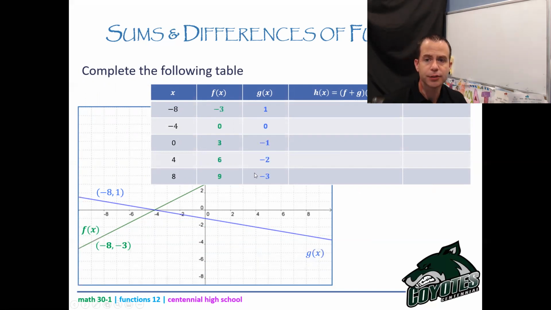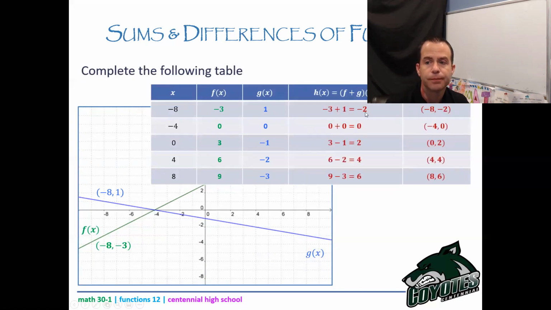There's my original f of x's and g of x's. H of x, I'll just add those together. So -3 plus 1 is -2, 0 plus 0 is 0, 3 and -1 is 2, and 6 and -2 is 4. So remember, when you get down to the back end of this table, the point on h of x will be your new y value, but your x value stays. The x values don't change when you're doing these. They will remain consistent.